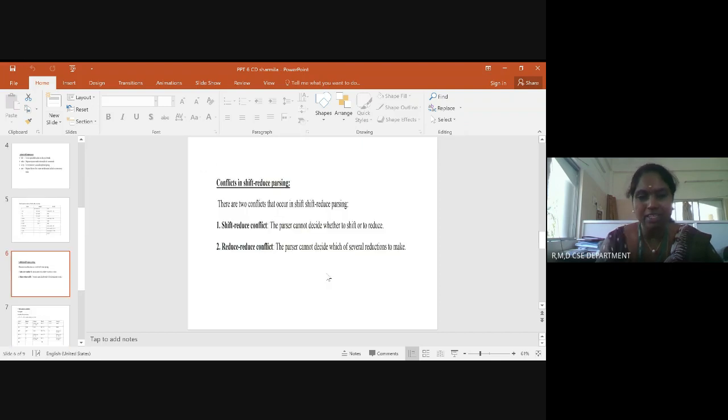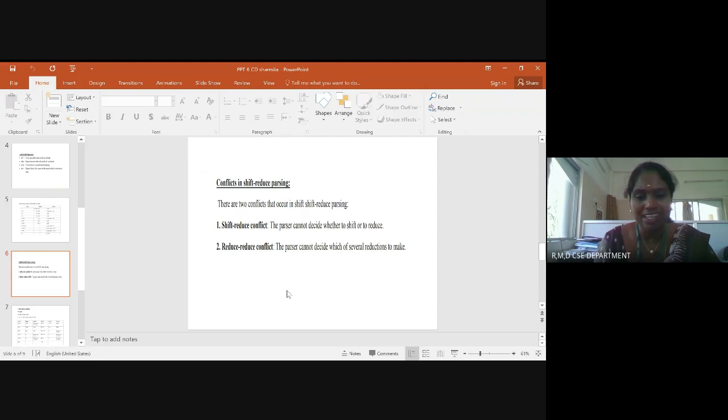Now, the conflicts in a shift reduce parser. We have two types of conflicts: shift reduce conflicts and reduce reduce conflicts. The first one is the shift reduce conflict, where the parser cannot decide whether to shift or reduce. The second is the reduce reduce conflict, where the parser cannot decide which of several reductions to make.